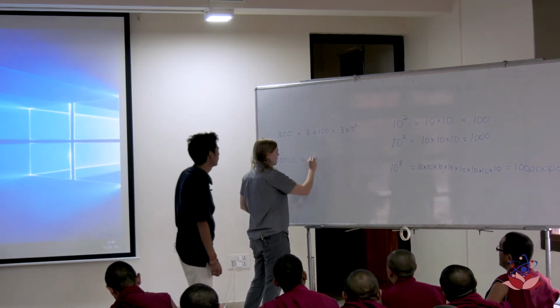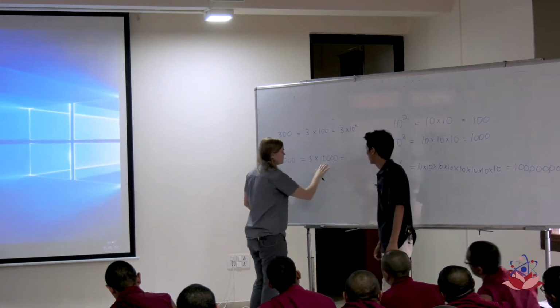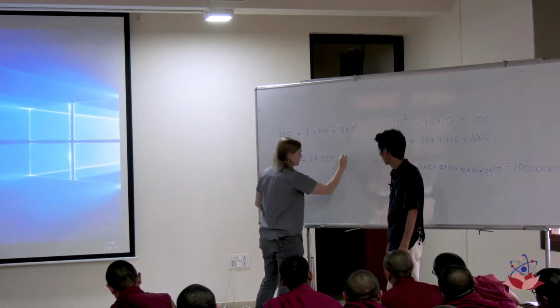5 times 10,000, and 10,000 is 10 to the 4.